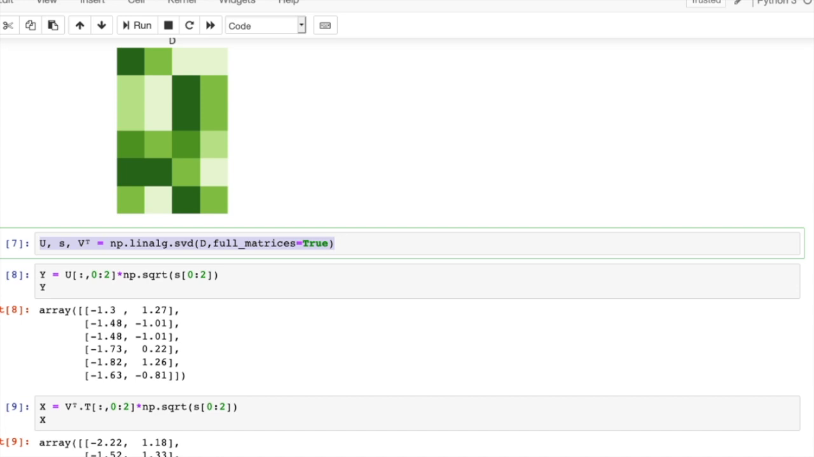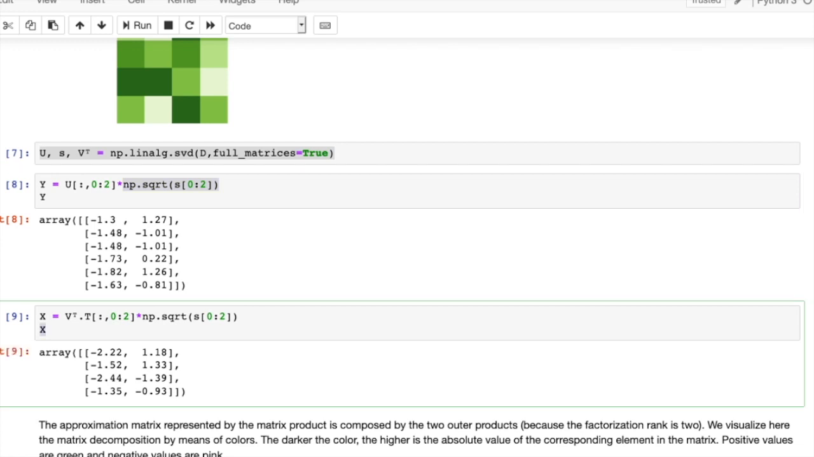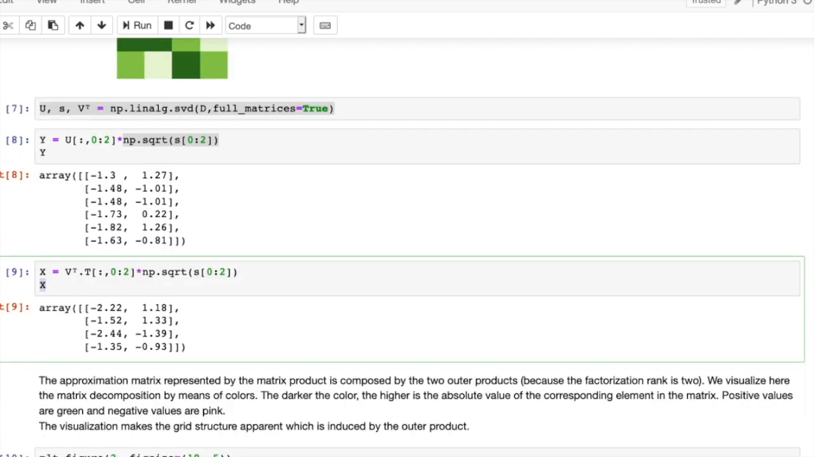And then we can compute a low-rank matrix product by choosing the first 2 columns of U, and we multiply U here with the square root of the singular values. And correspondingly, we compute here for X, we take the first 2 columns of V and multiply it with the square root of the singular values. And then we have a matrix product for which it holds that Y times X transpose is equal to the truncated SVD, right?